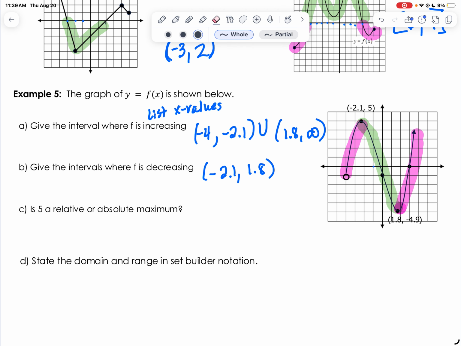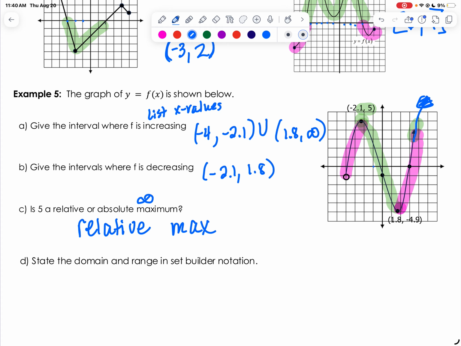Okay. Is 5 a relative or absolute maximum? So 1.5 is right here. Oh, excuse me, not 1.5. Is 5 a relative or absolute maximum? However, notice this arrow that tells us that this graph will continue to infinity. So the absolute maximum is infinity, but the relative maximum is 5. So it is a relative maximum.